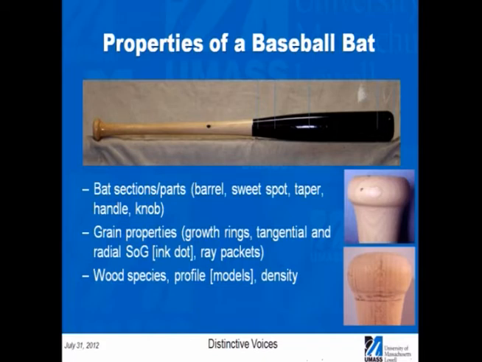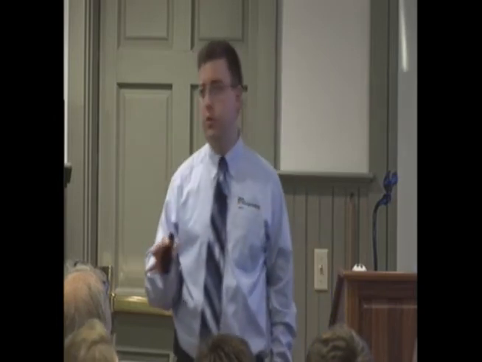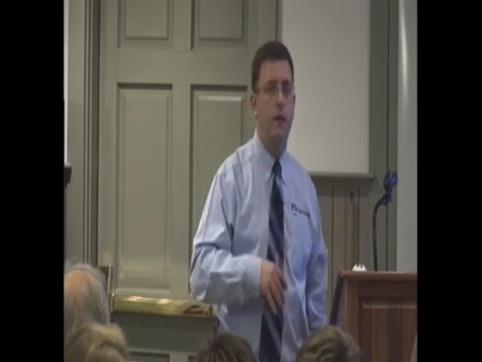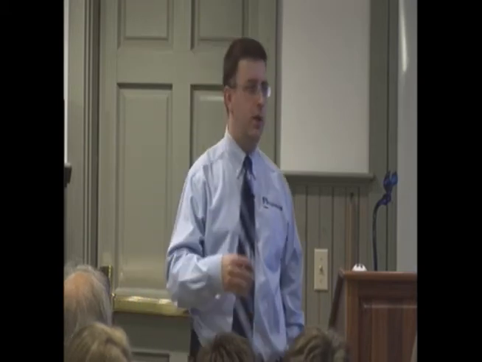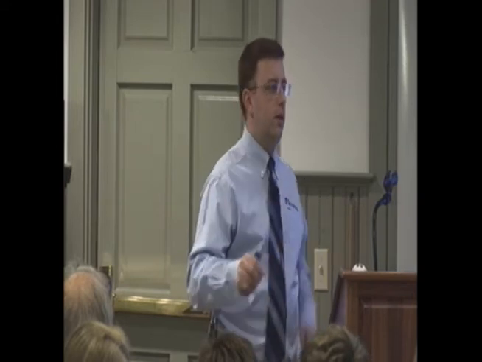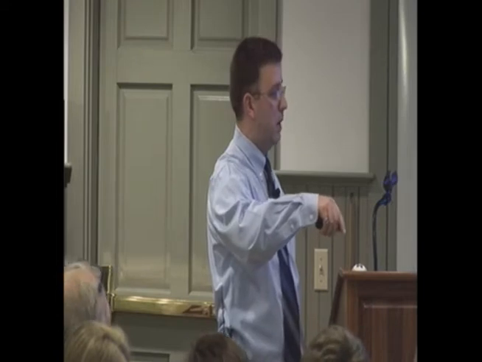There's the profile, there's the shape of the bat. Is it a big barrel bat? Is it a smaller barrel bat? Is it a thin handle? Where does the taper transition take place? For Major League Baseball, most of those are defined by Louisville Slugger, which is the most major bat manufacturer and supplier to Major League. And they have models like C271 and C243 and M110 and P72, and those are all slight variations in the shape, and the shape does matter. And then density as well.